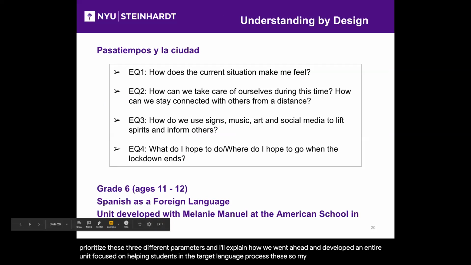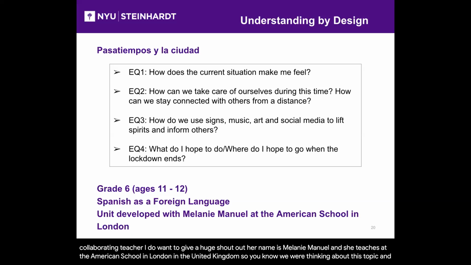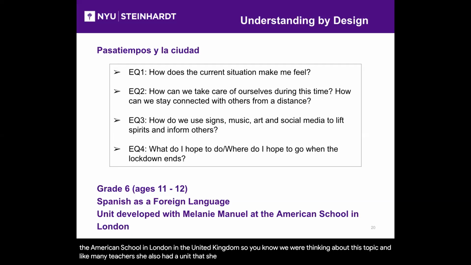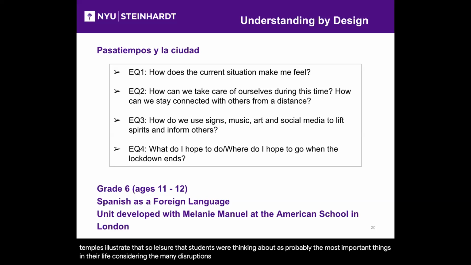So my collaborating teacher, I do want to give her a huge shout out. Her name is Melanie Manuel, and she teaches at the American School in London in the United Kingdom. So, we were thinking about this topic, and like many teachers, she also had a unit that she still had to teach based on the curricular sequence of where she was in her school year. So at that time, she was thinking of reframing a unit on pasatiempos y la ciudad. So leisure and city environments isn't necessarily something that students were thinking about as probably the most important things in their life, considering the many disruptions that they were experiencing.